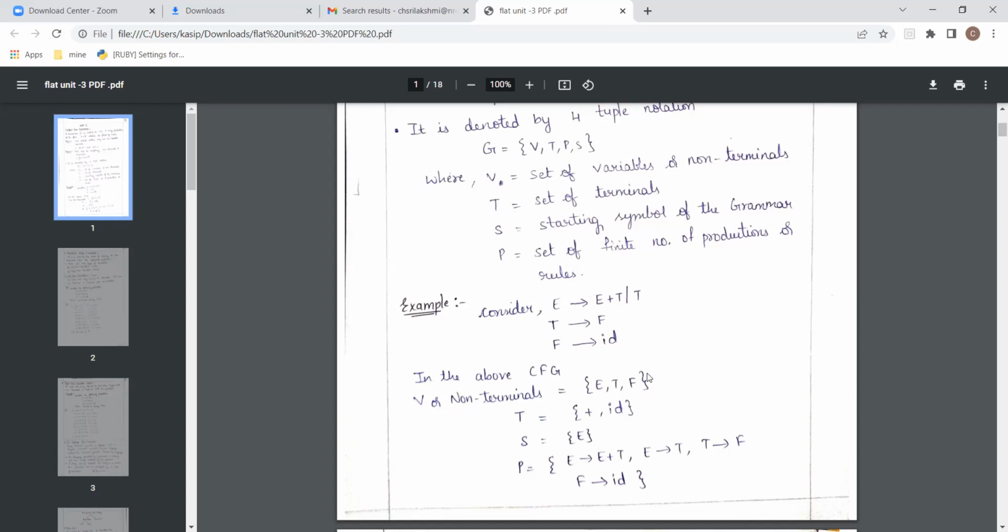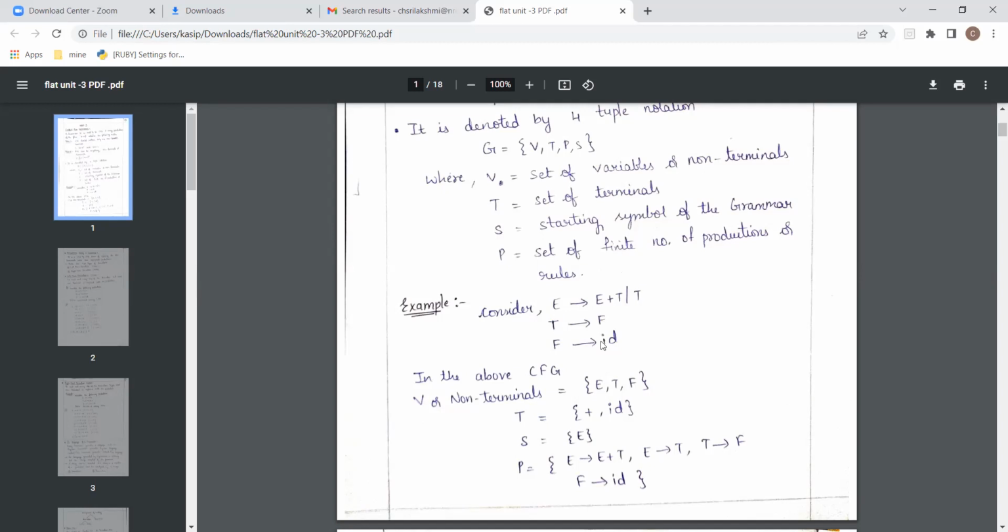So that will be the P here. And after this, what I told you in the context free grammars, we'll be having a four-tuple notation. In that, V is nothing but the set of variables, the non-terminals. In this example, E, T and F are the non-terminals, and T will be the set of terminals.